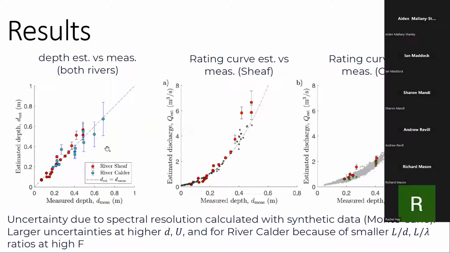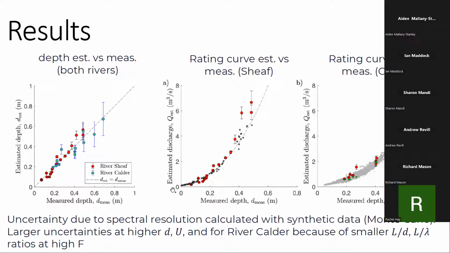So on the left, we see the estimated depth against the measured one for the River Sheaf in red and the Calder in green. The perfect reconstruction would be the dashed dotted line. And we see the uncertainties there, which we calculated. Those are only the uncertainty due to the limited spectral resolution of the method. So they are bigger for the higher flows for the reasons that I mentioned earlier.